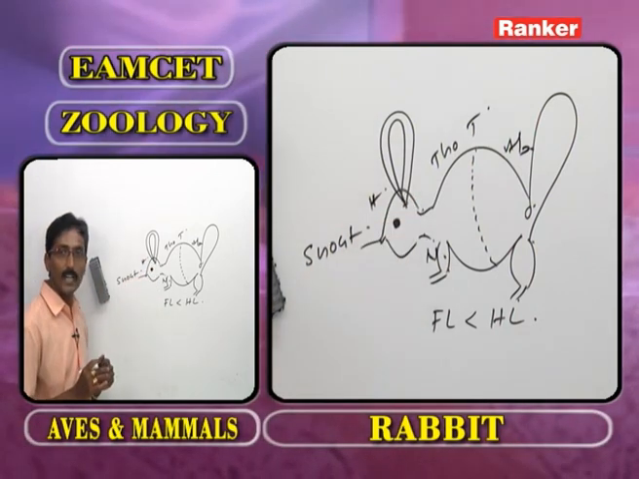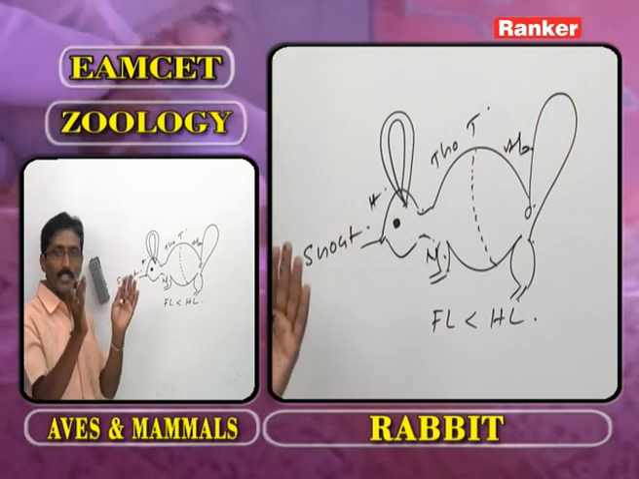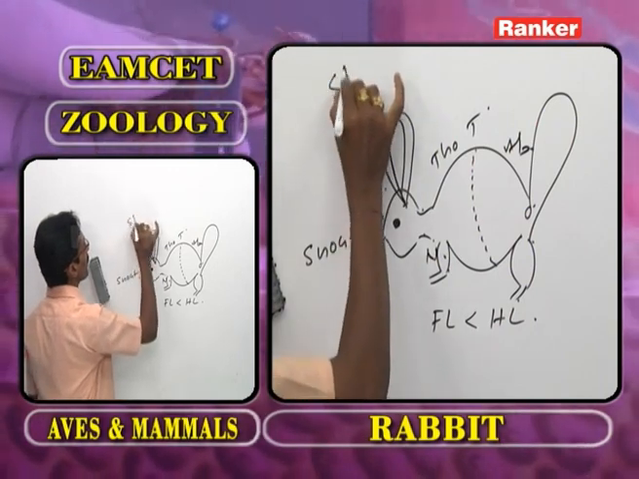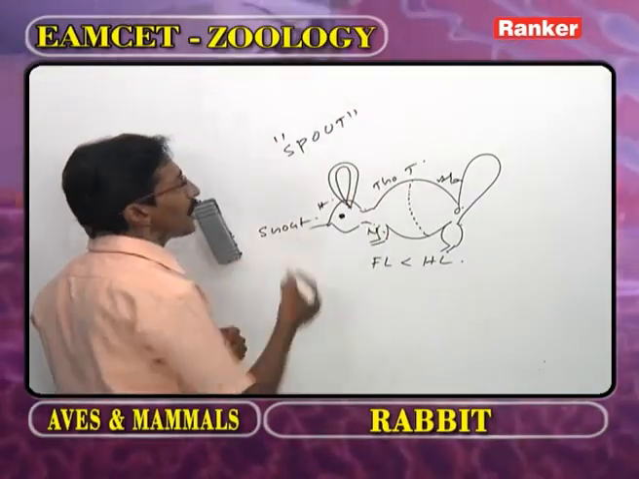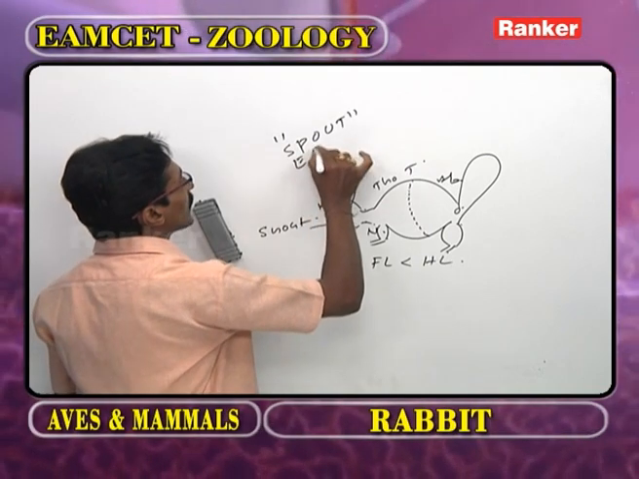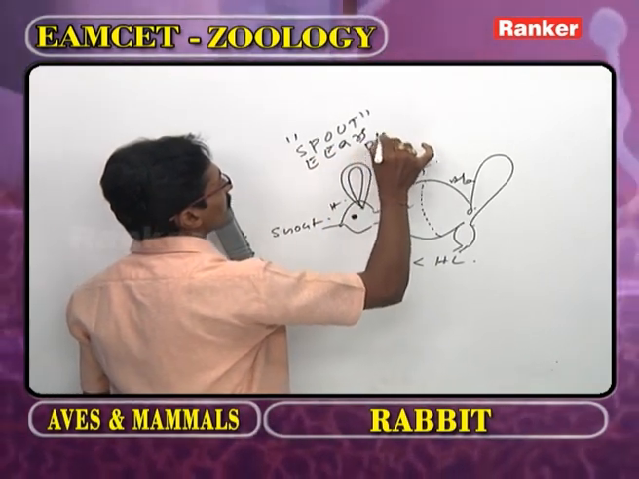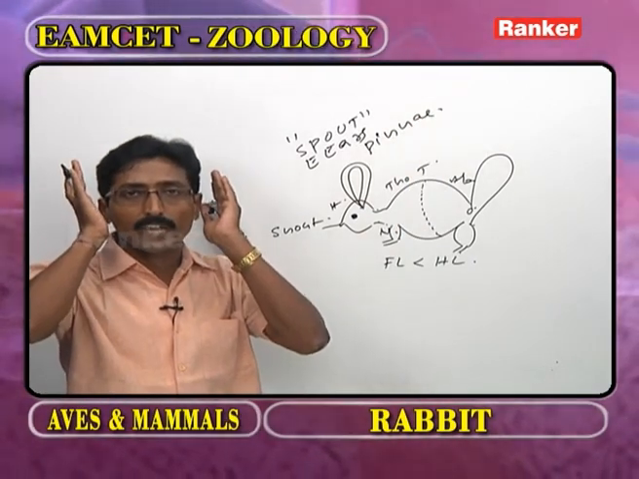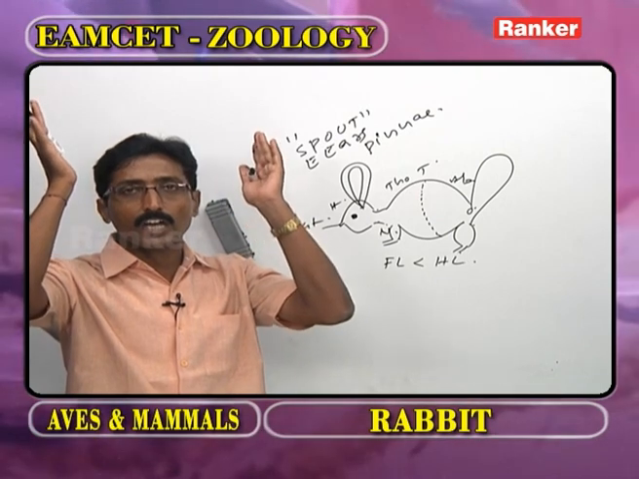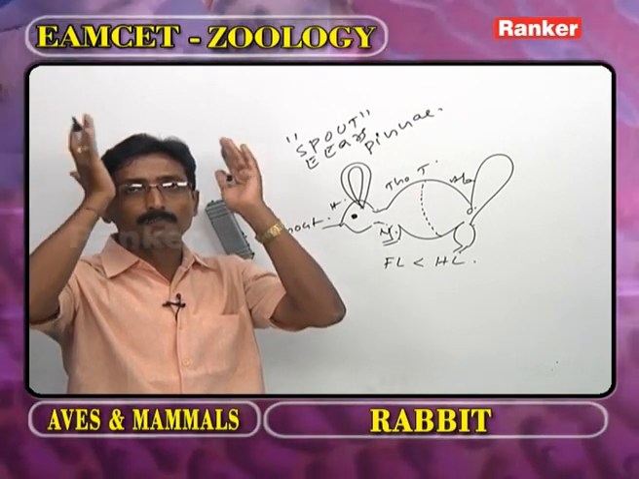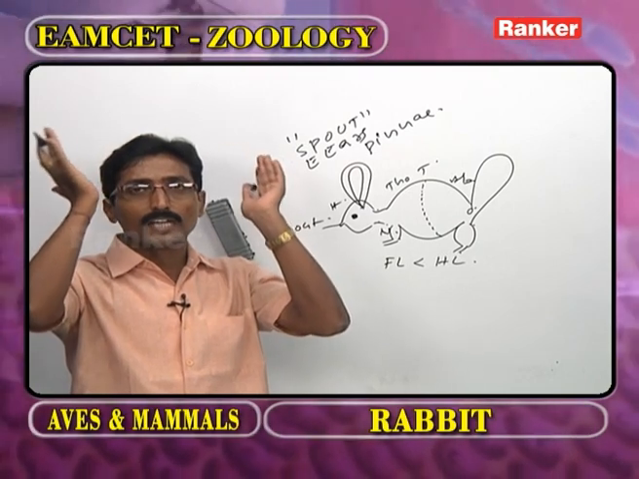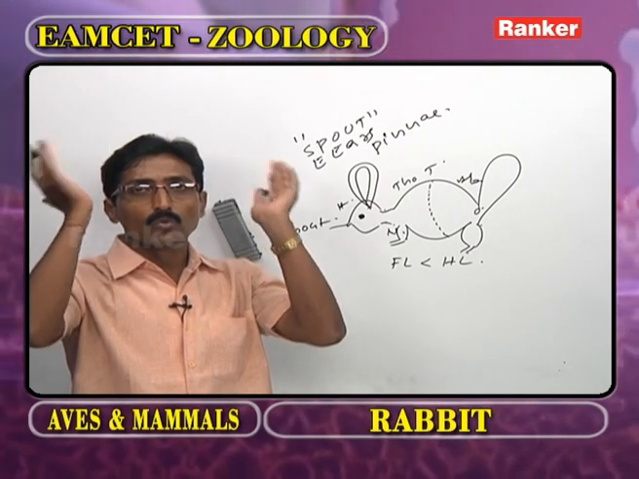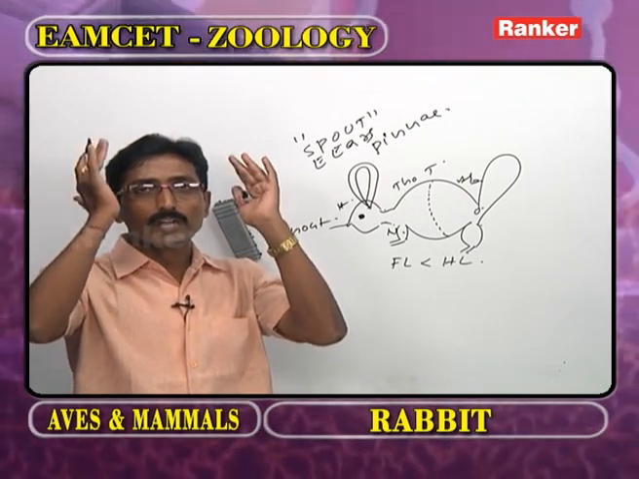But as we observe the rabbit, in the rabbit, the external ears are large. What is the shape of external ears? The shape of external ears is spout. These are external ears. The external ears are also called pinnae. Now, as we observe the body of rabbit, the external ears are very large. The external ears are independently movable. Because of the presence of large external ears, the rabbit can receive the sound vibrations from the surrounding environment.